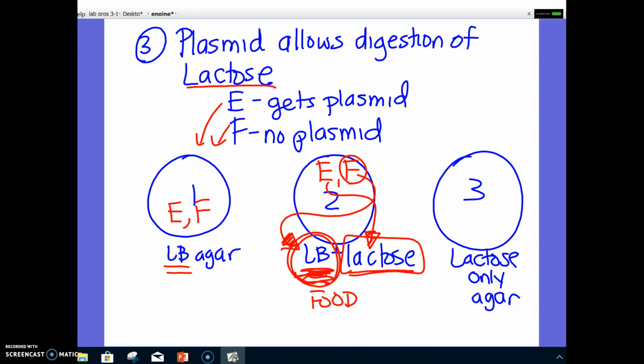And then our final plate, lactose only agar, sometimes they'll write this as minimal media, meaning you've given them basically the agar, the gel, but no food in it. So minimal media plus lactose. On this plate, only the plasmid ones would grow. Why? Because the other ones would starve to death. If the only food available is lactose and they can't digest it, they're going to starve. So this would be, again, another way of screening them. So these 3 samples are basically the 3 ways that we would screen our bacteria.